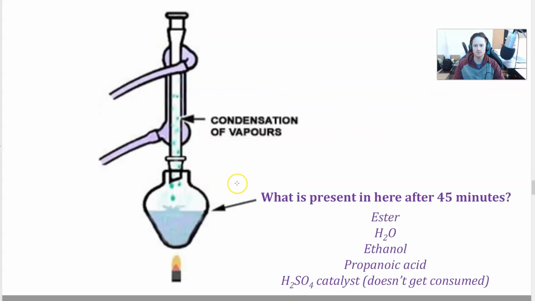So after you reflux for about half an hour, 45 minutes, what's present in here? We've got our products, which is our ester and water. We've got our reactants, which is ethanol and propanoic acid, because remember, it's an equilibrium reaction, so you're not going to get 100% product. And our catalyst, because that doesn't get consumed in the reaction. So there's 5 things in this flask at the moment.